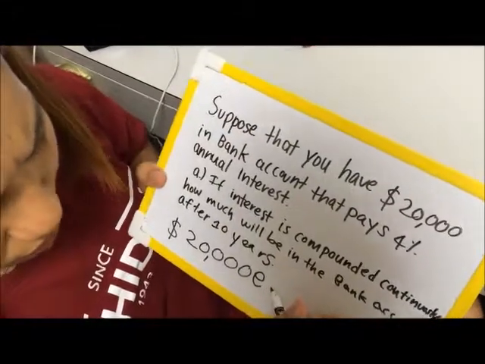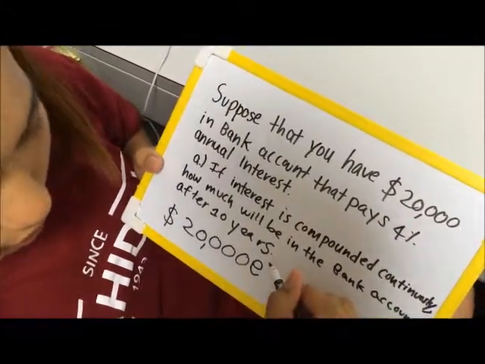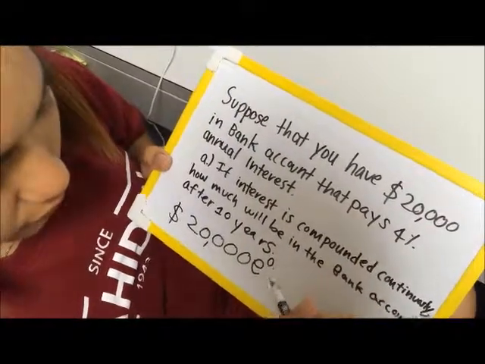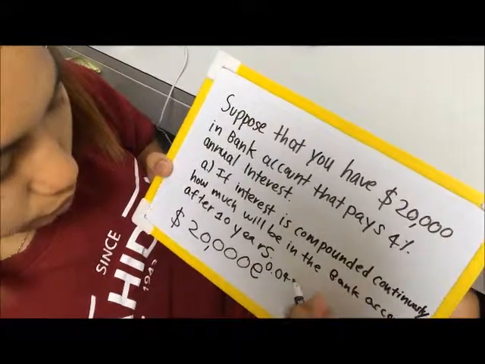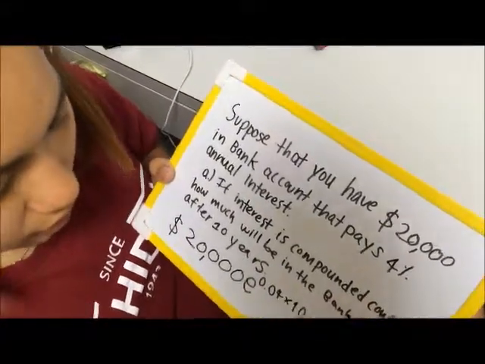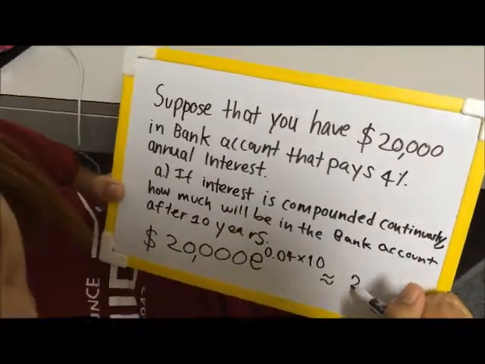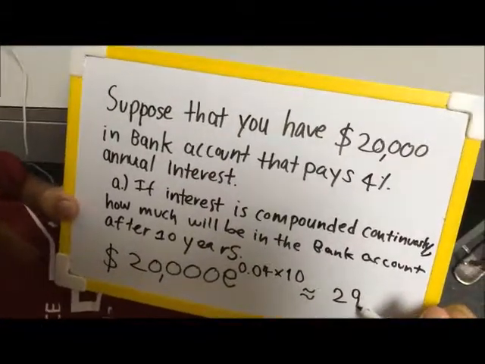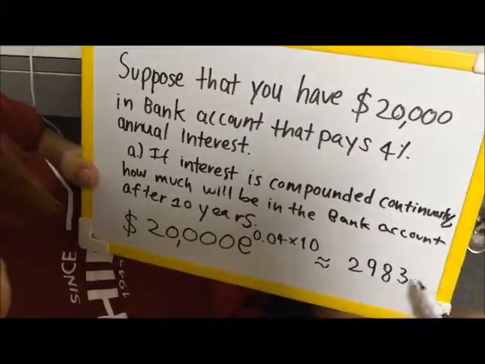$20,000 multiplied by e to the power of 0.04 multiplied by 10, and it will be equal to around $29,836.